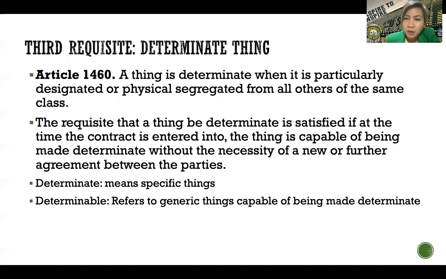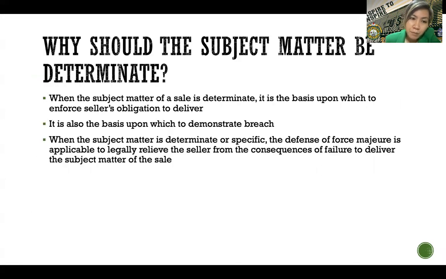Right, so when we speak of determinate, we are referring already to things which are specific. But if the subject matter are generic things, then the standard required is that it must at least be determinable or capable of being made determinate without new or further agreement between the parties. So what's the purpose why the law requires that the subject matter should be determinate? It is the basis upon which to enforce the seller's obligation to deliver.